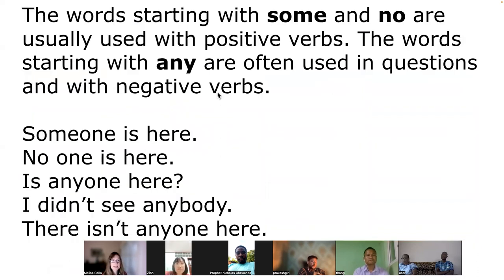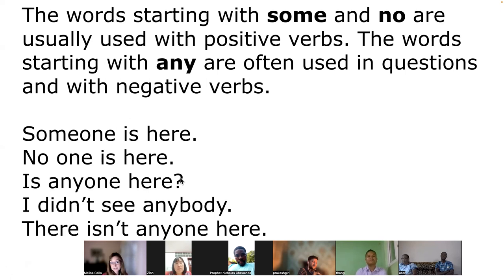So let me give you some examples. We would say, someone is here, or no one is here. We don't use the no ones with negative verbs. So we don't say no one is not here. We say no one is here.